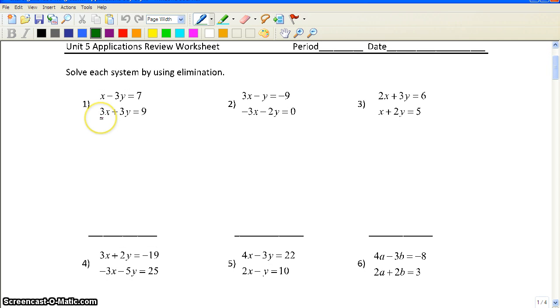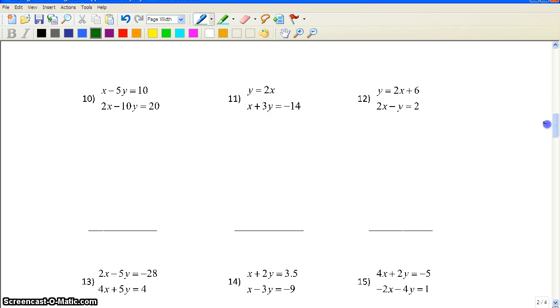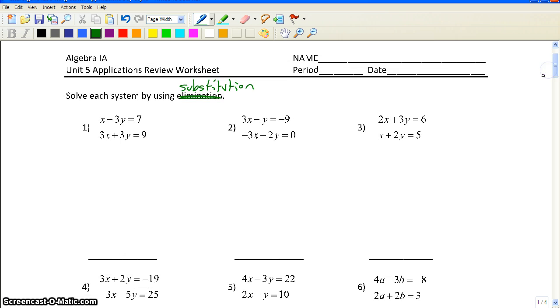So essentially what I want you to do is turn around and solve each of these problems by elimination. And actually, you know what, guys? This says elimination, but I want you to do the first set by substitution because I know we need some practice on that. And then we're going to do the second set by elimination. And I just want you to turn around and do the odds. So let's get going.